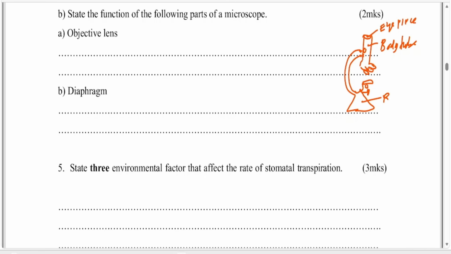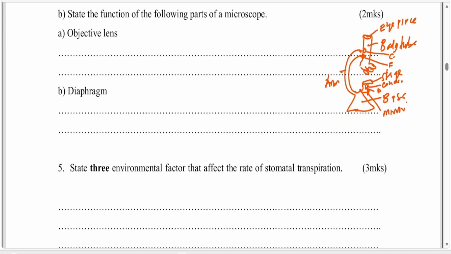We have the base. We have the stage, which carries the clips. We have the condenser, and at the lower side we have the diaphragm. Then we have the mirror. Then we have the arm. And then we have the coarse adjustment knob. We have the fine adjustment knob.